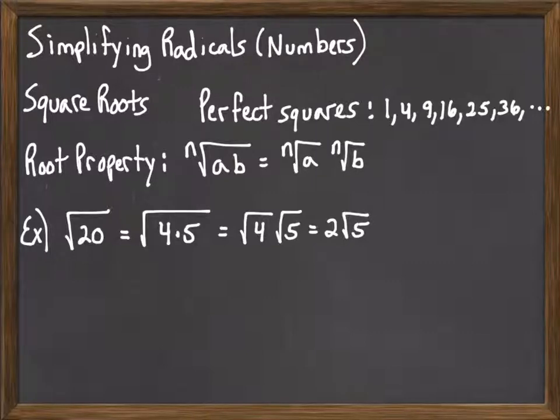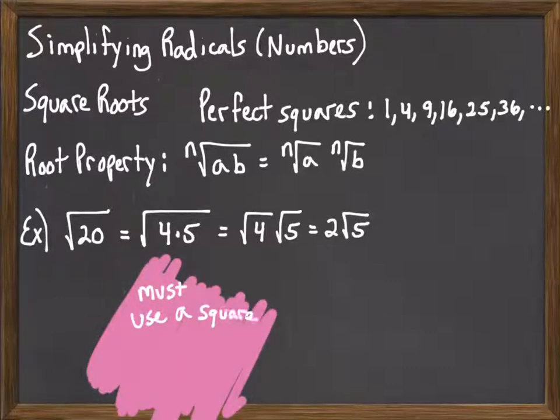Now you might want to again confirm this on a calculator, so maybe pause the video and compute square root of 20 on a calculator. Compute 2 times square root of 5 on a calculator, and you'll see that you get the same answer both times. Okay, really important. When we do this rewriting it as a product, we must use a square. If I had rewritten 20 as square root of 10 times 2, that doesn't help me very much because I can't do square root of 10 and I can't do square root of 2. At least not to get a nice answer. So we have to find a square when we're factoring it. That's very important.